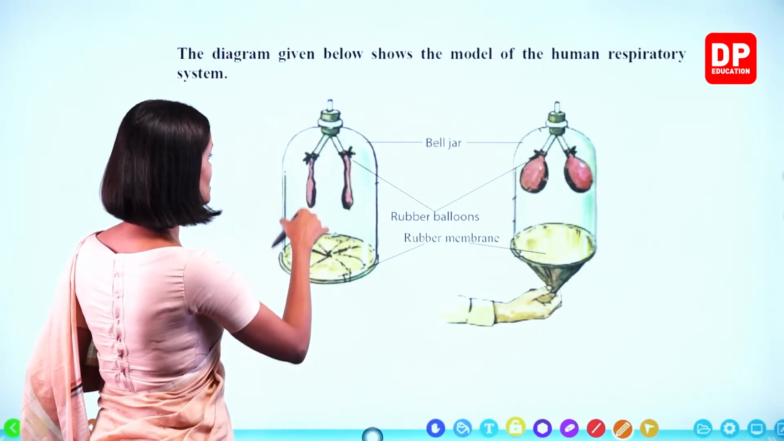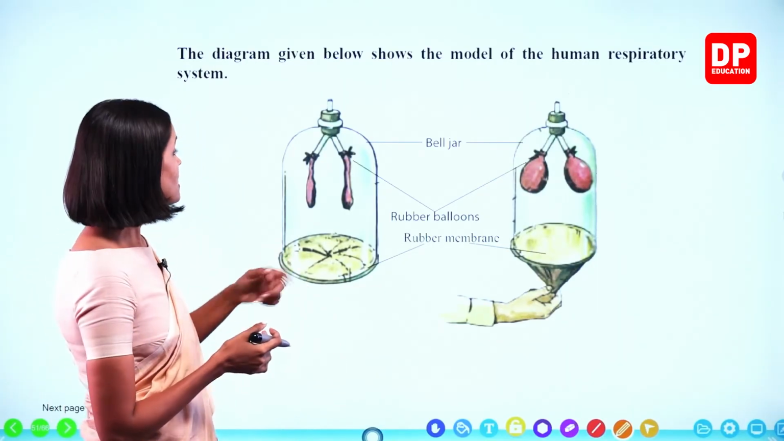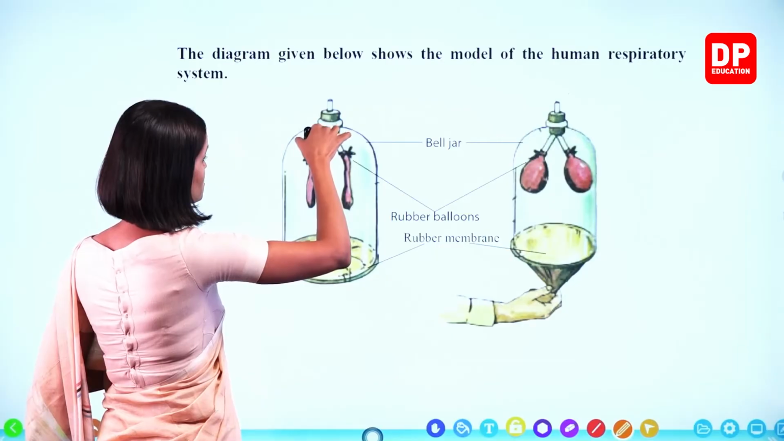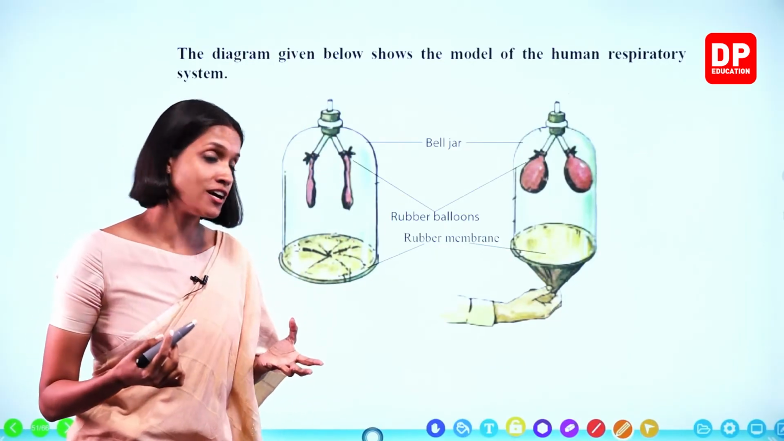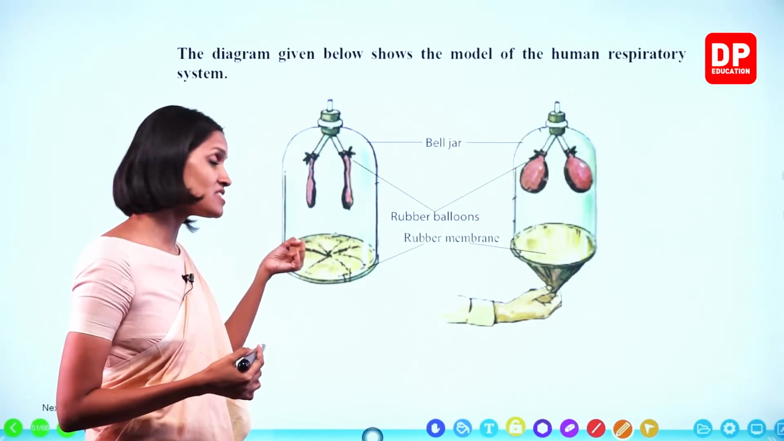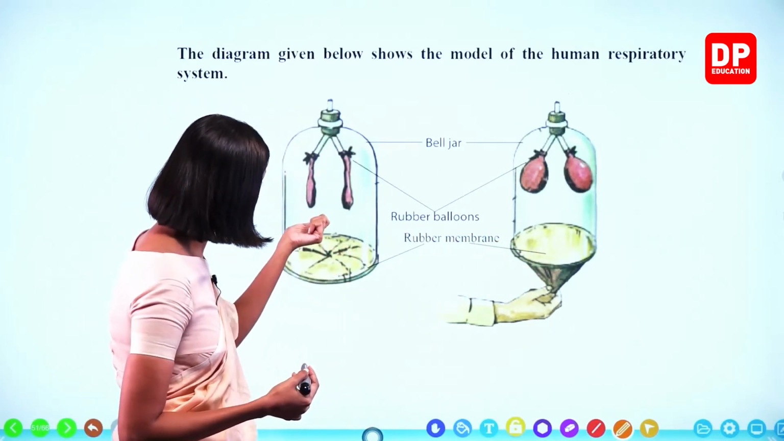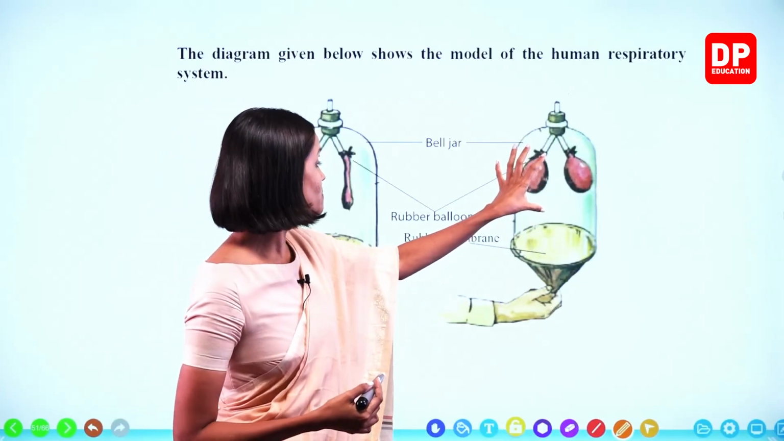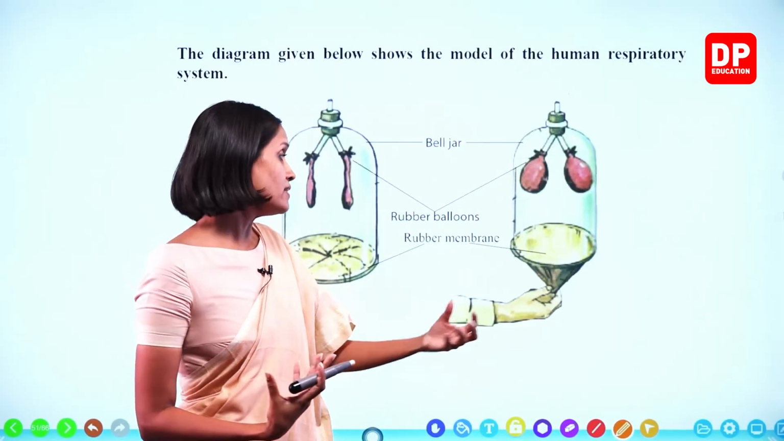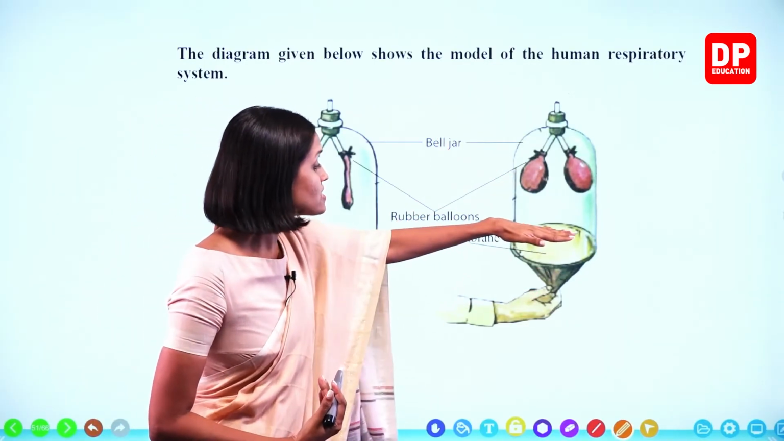What is this one, children? When you consider this bell jar, it is similar to the thoracic cavity or your chest cavity, right? And these two obviously are similar to your lungs, right? So these tubular structures are similar to the trachea and bronchi. What about this rubber membrane, children? It is similar to the diaphragm, right? So what you have to do is, when you pull this rubber membrane down, you will realize that the two balloons fixed to these tubes get filled with air. Right? A similar process takes place in your lungs as well. So when you inhale, this diaphragm goes down.